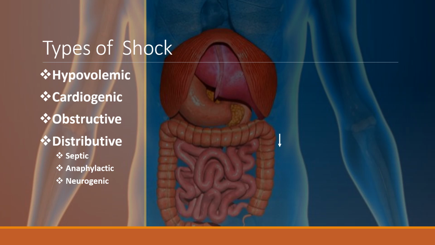Distributive shock, we have the normal amount of total fluid volume or even an increased amount, but because of a fluid shift from the vascular spaces or widespread vasodilation, we now have a larger space to fill, so we begin to see symptoms of hypovolemia even though we have a normal fluid volume.